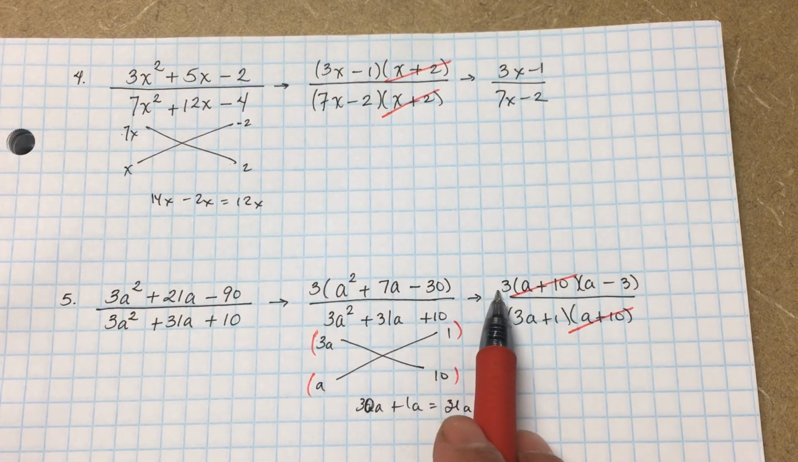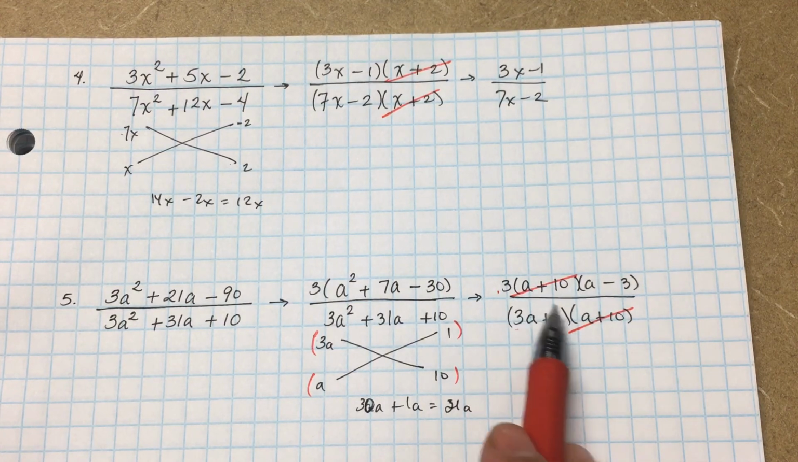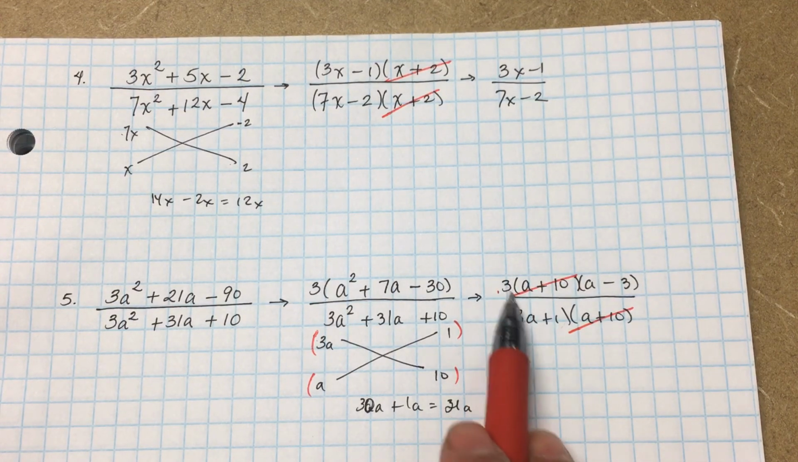The 3 is a monomial. This is together. This is a binomial. You cannot cancel out the 3's, guys. Este es un monomio, este es un binomio. No se puede cancelar el 3 y el 3. Okay? El monomio con el monomio, el binomio con el binomio.